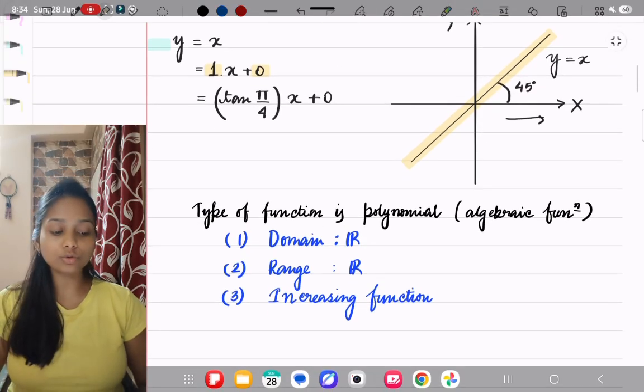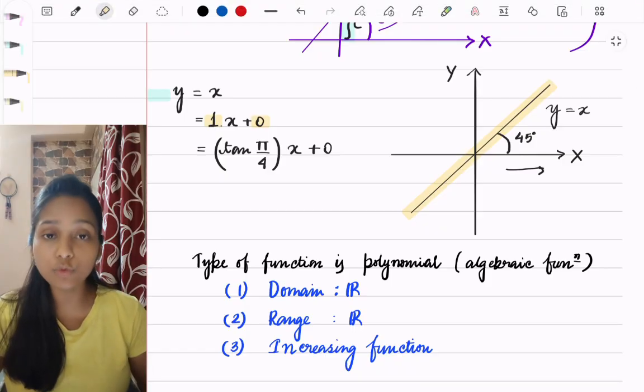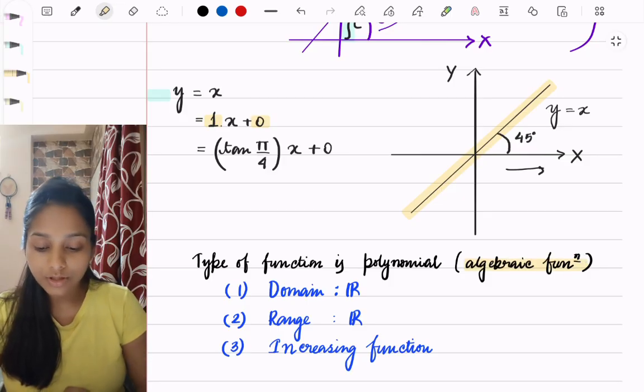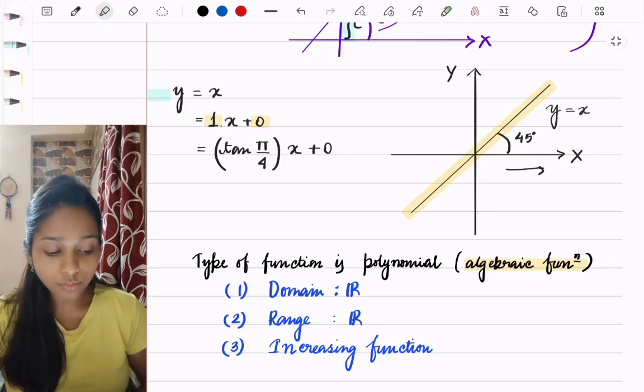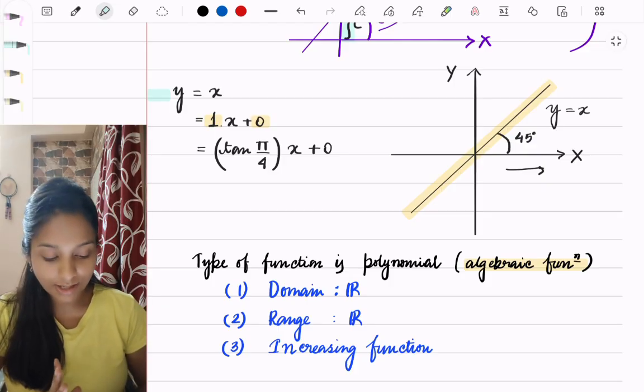Now we have drawn this function. If we move towards analyzing its properties, we can obviously see that y equals x is a polynomial function. Moreover, it is an algebraic function. Okay. Now, what is the domain of that function? The domain of that function is R.